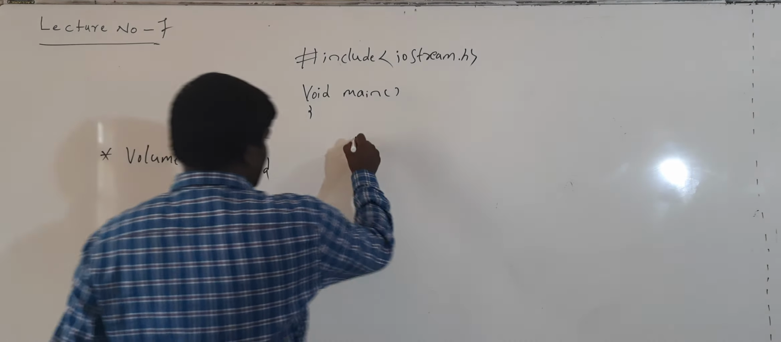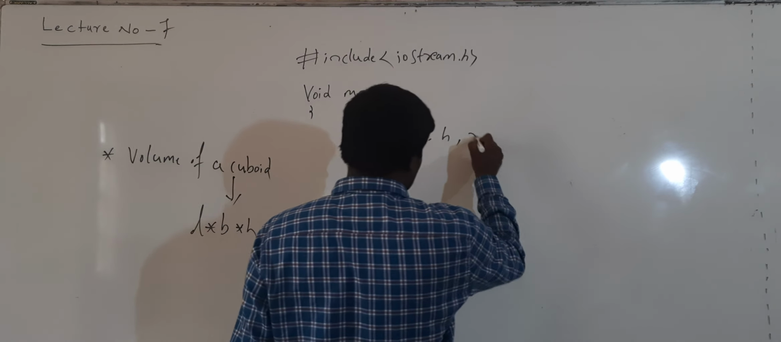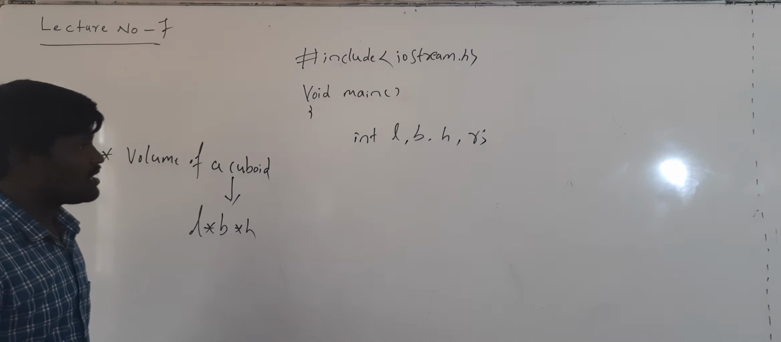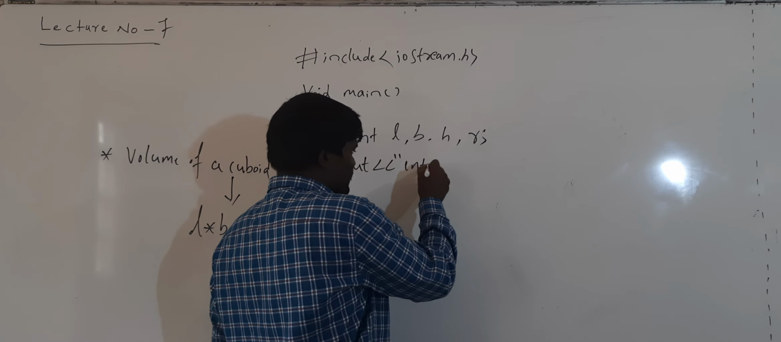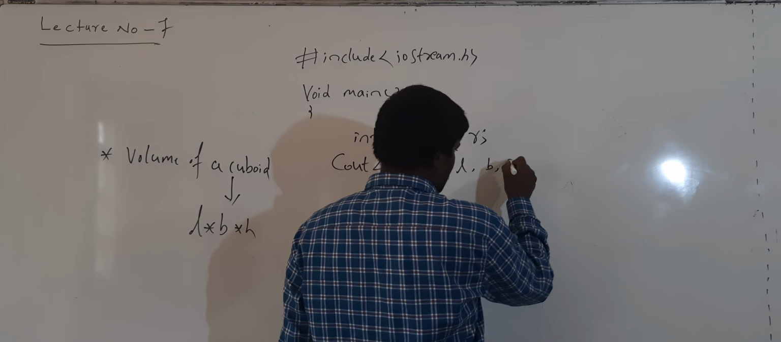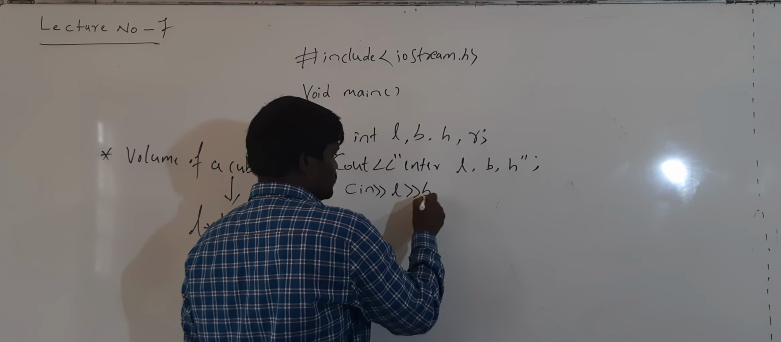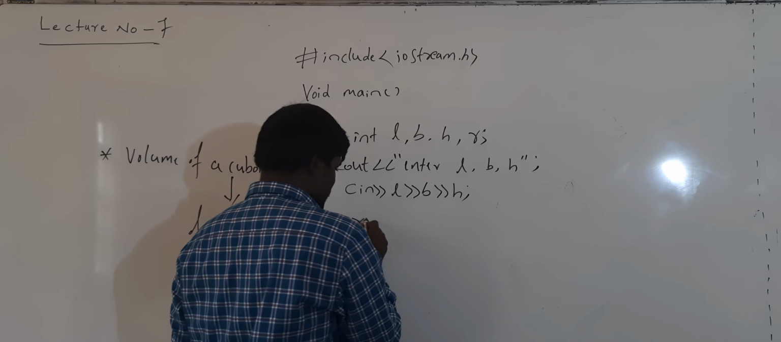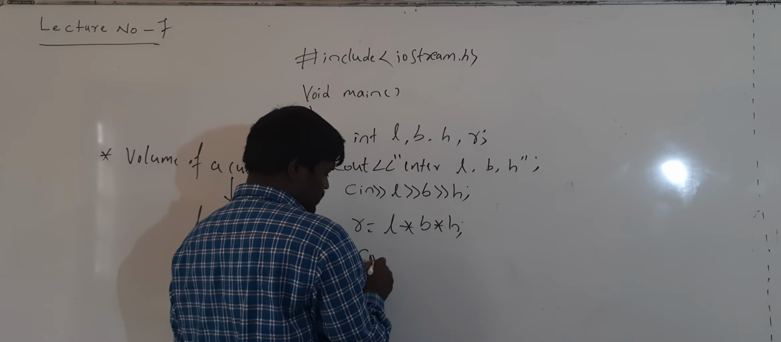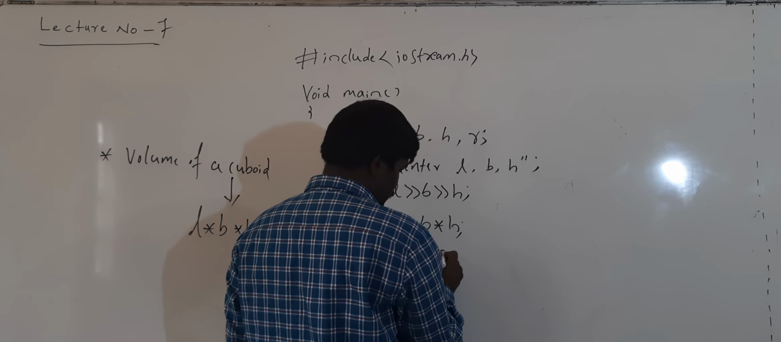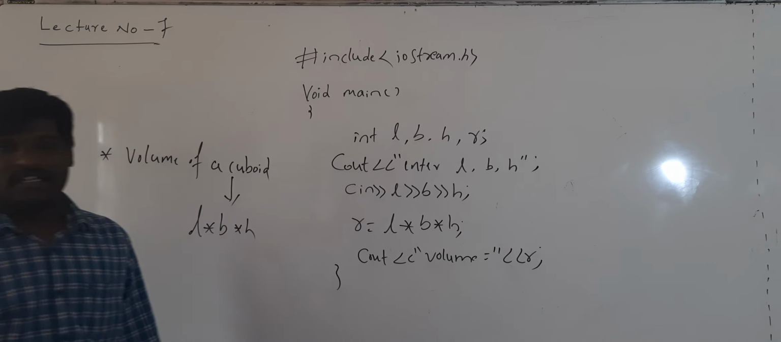First I can declare int L, B, X, and one storage variable is required, that is R. cout: enter L, B, X. cin L, B and X. Finally R is equal to L into B into X, cout volume is equal to R, or simply you can display the R value.